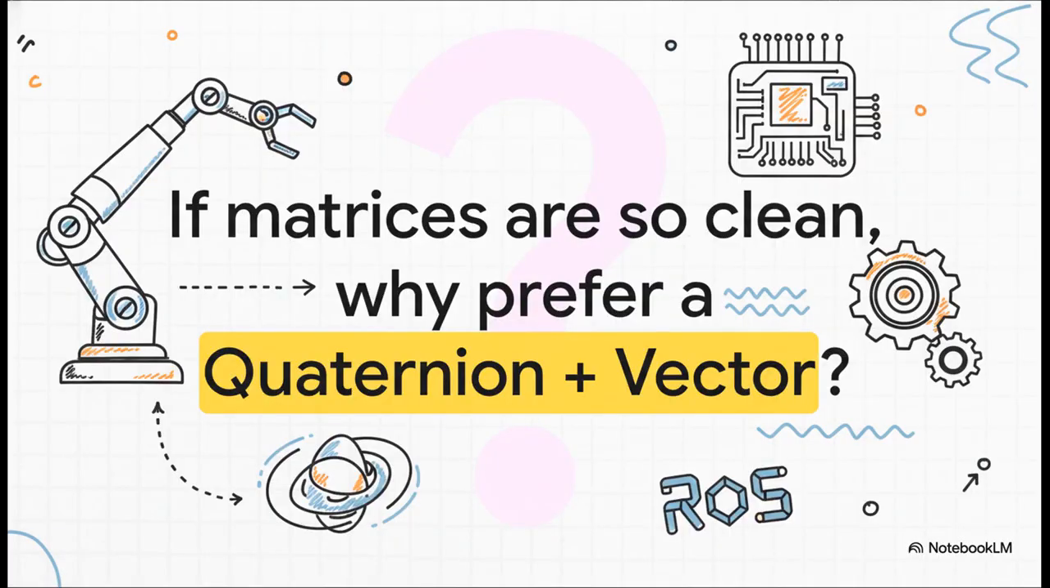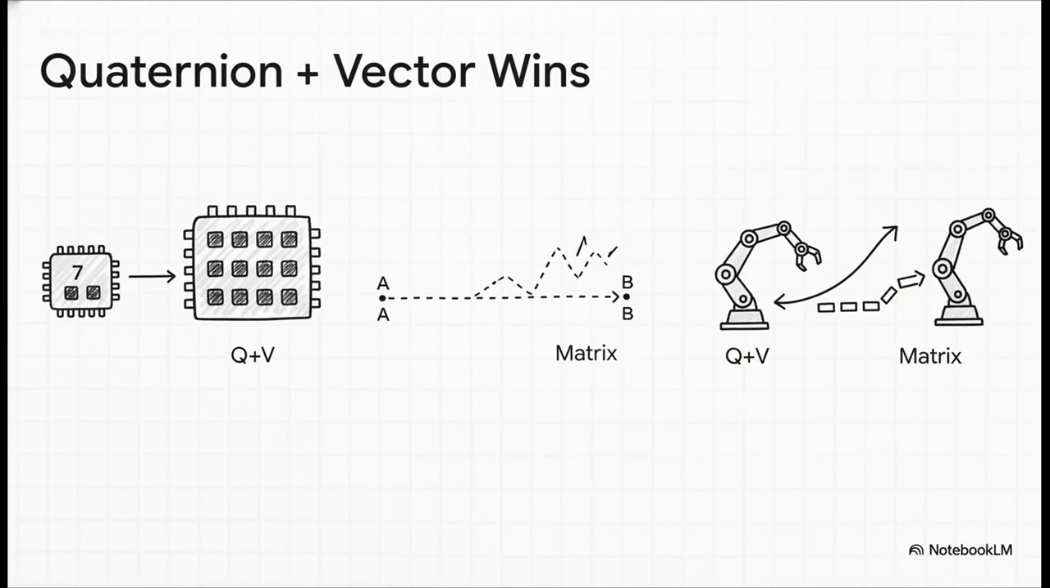But hold on, if these big 4x4 matrices are so perfect and clean, why is it that when you look at modern robotic systems, like ROS, the robot operating system, they often don't use them? Instead, they just keep the quaternion for rotation and the vector for translation separate. What's up with that? Turns out there are some really practical reasons. First off, memory. A quaternion and a vector together is just 7 numbers. A 4x4 matrix is 16 numbers. That adds up.